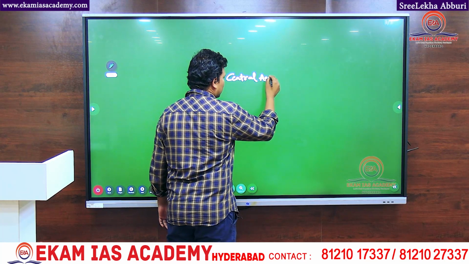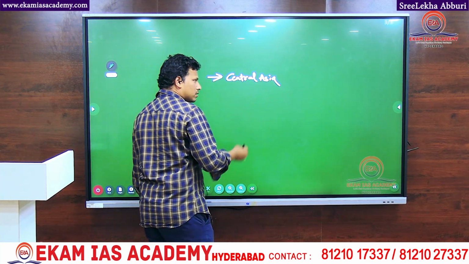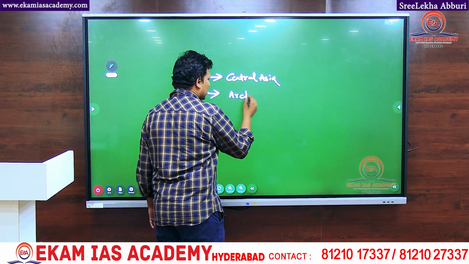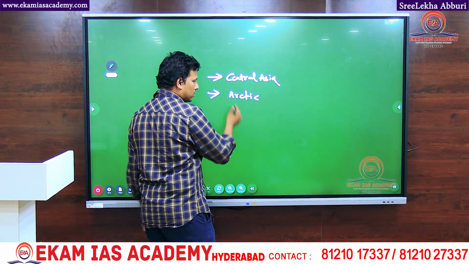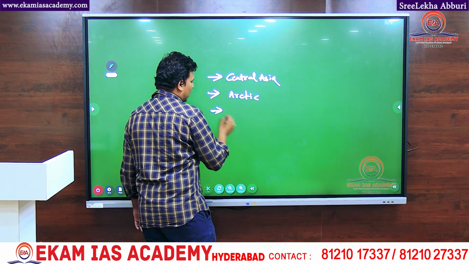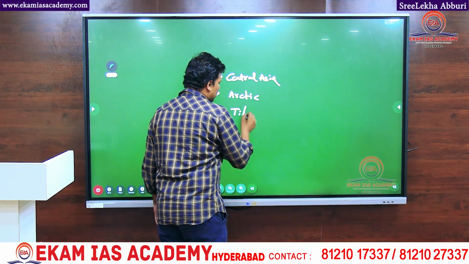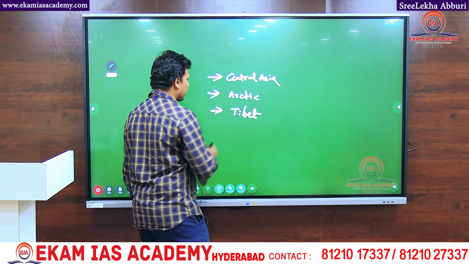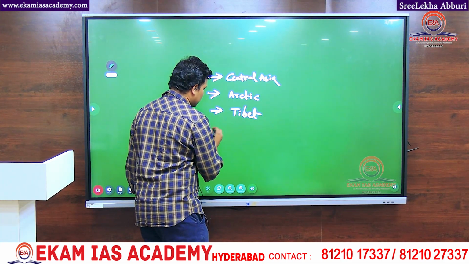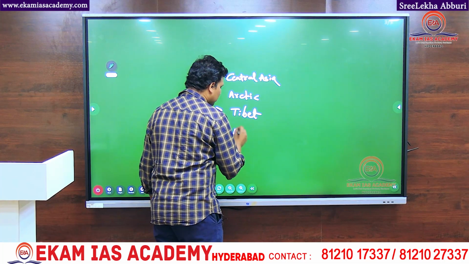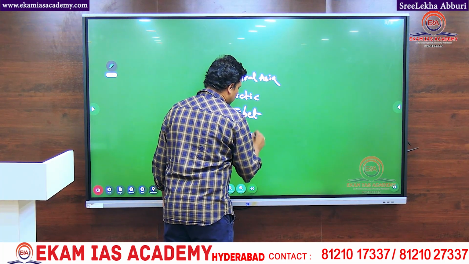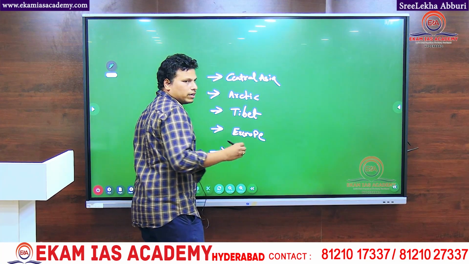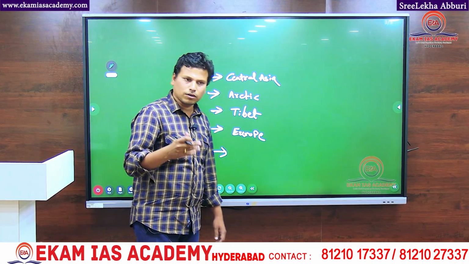Max Muller, Kyrgyzstan, Kazakhstan, this area. Some say they are from the Arctic. Bal Gangadhar Tilak gave this. And then Tibet, this explanation is given by Dayananda Saraswati. Central Asia, Arctic, Tibet, Europe, and some, interestingly, say they are our own people, they didn't migrate at all, they were there from the beginning.